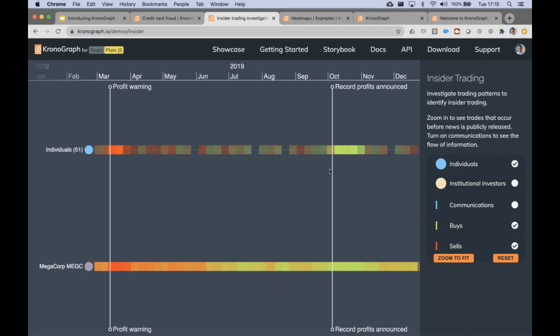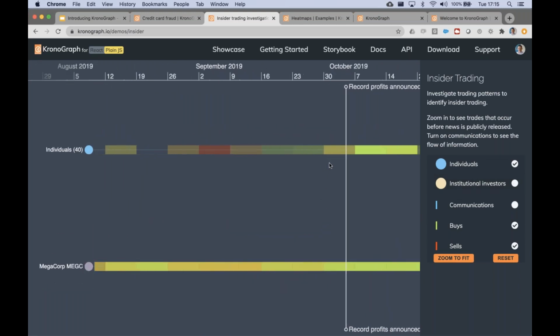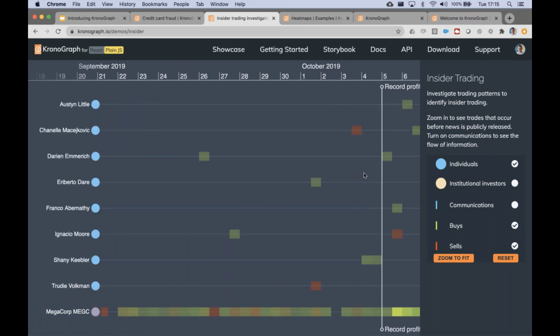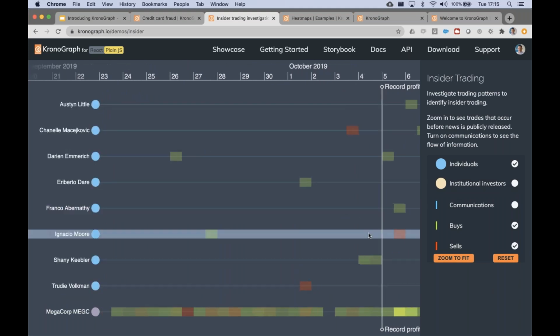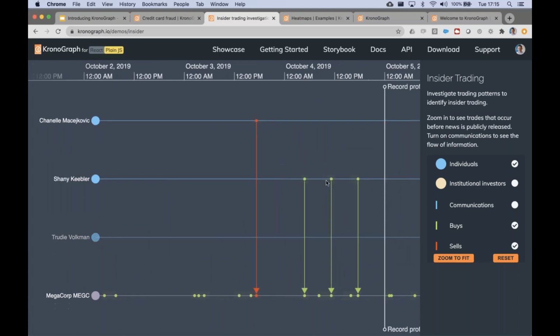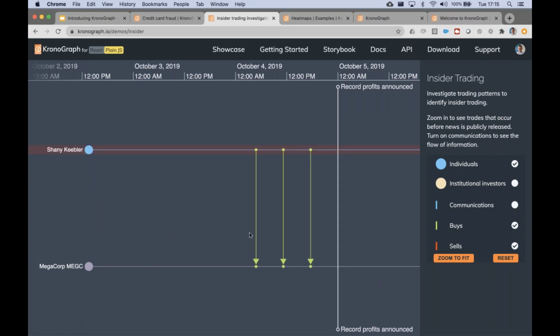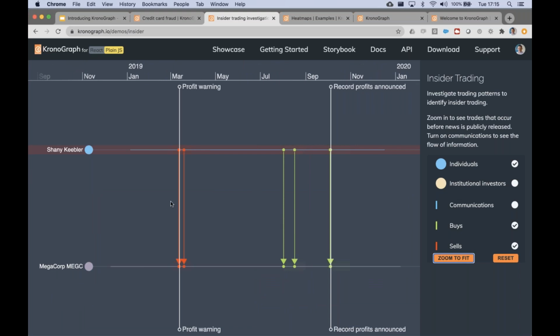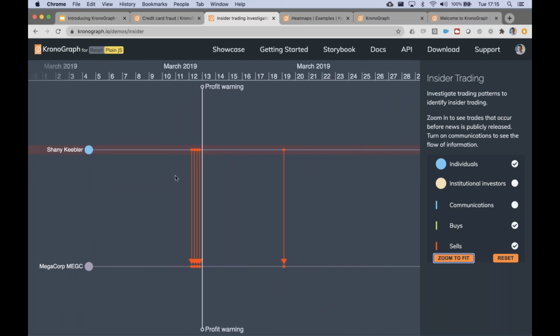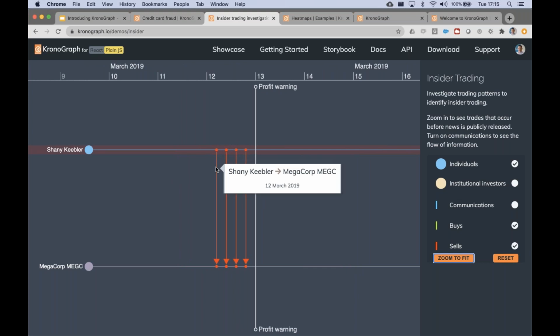I take away the companies, and as I zoom in, Chronograph will again open up this group and show me individual traders, and now I can get to the level of information I want, which is who was buying shares just before the profits were announced, and are they perhaps suspicious? Can we detect patterns of activity, such as this person here, who seems to also be dumping a load of shares before a profit warning went into the news?